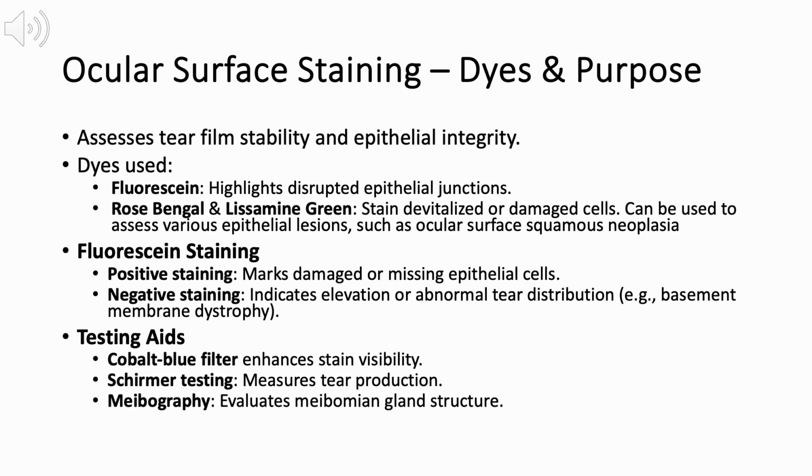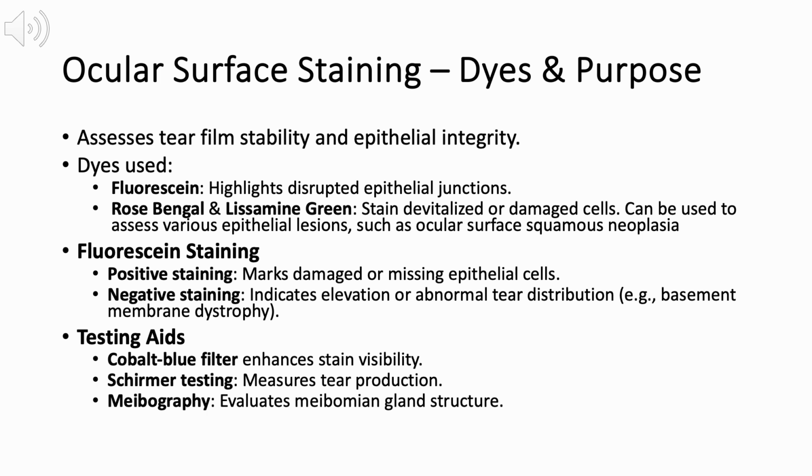Fluorescein stains areas of disrupted epithelial junctions, making it ideal for identifying defects in the corneal surface. In contrast, rose bengal and lissamine green stain devitalized or damaged epithelial cells, highlighting areas of ocular surface compromise. With fluorescein staining, positive staining appears where epithelial cells are missing or damaged, while negative staining suggests areas of elevation or abnormal tear distribution, such as an epithelial basement membrane dystrophy.